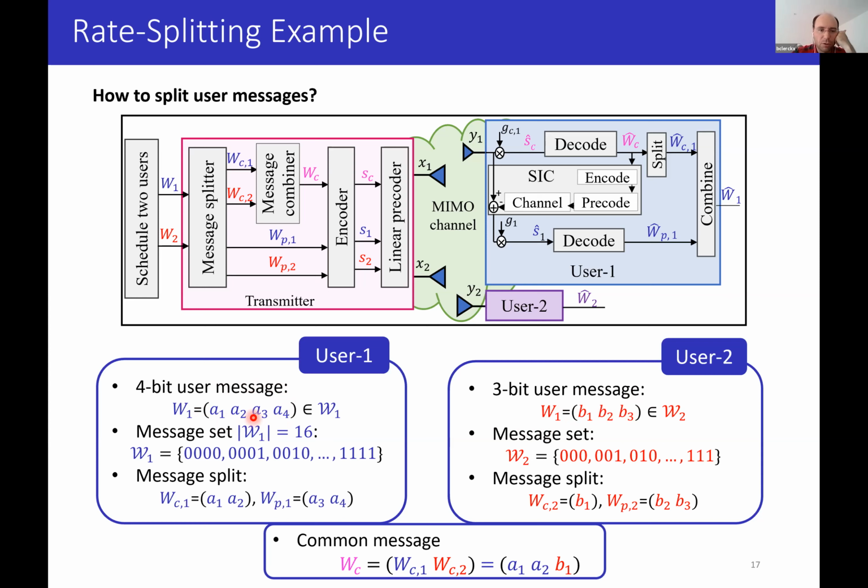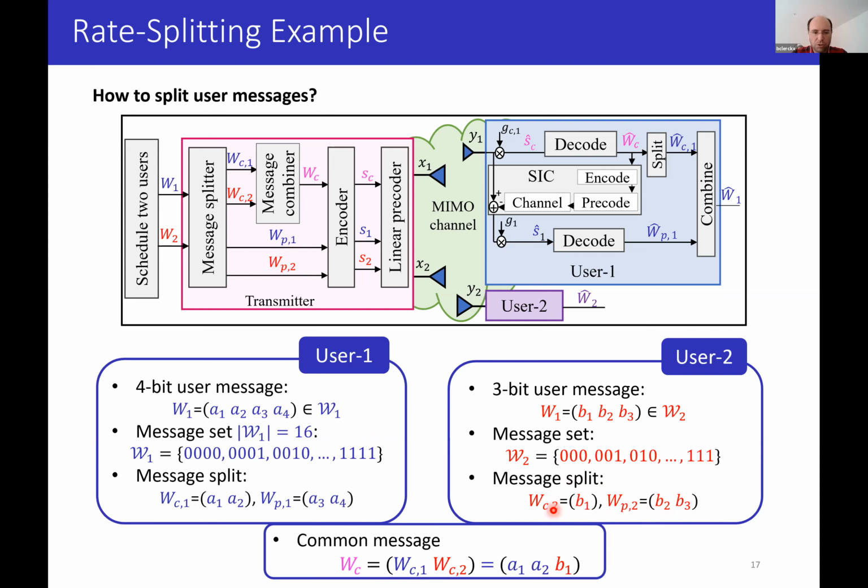We first split the messages into 2 parts. So we take, for instance, 2 bits of W1, and this goes into the common part, WC1. And the remaining 2 bits go into the private part. So we take the first 2 bits that go here, and the other 2 bits go there. Then for user 2, we take, for instance, 1 bit that goes into the common part and 2 bits that go into the private part.